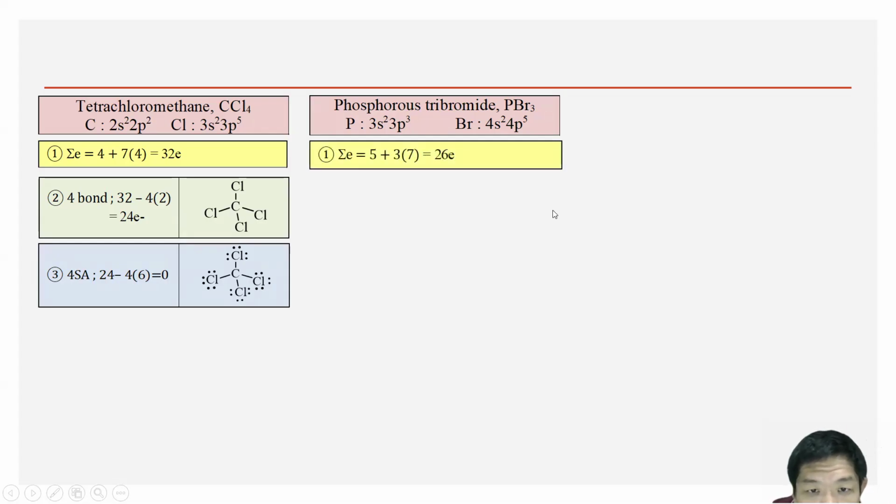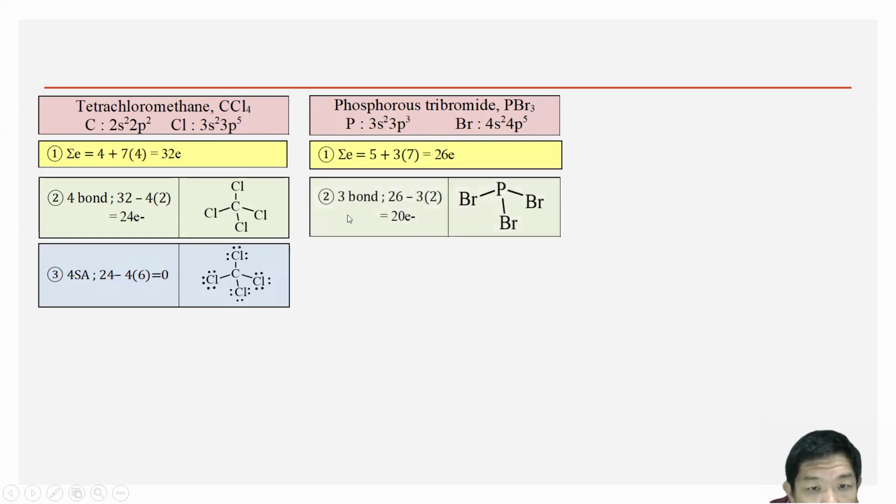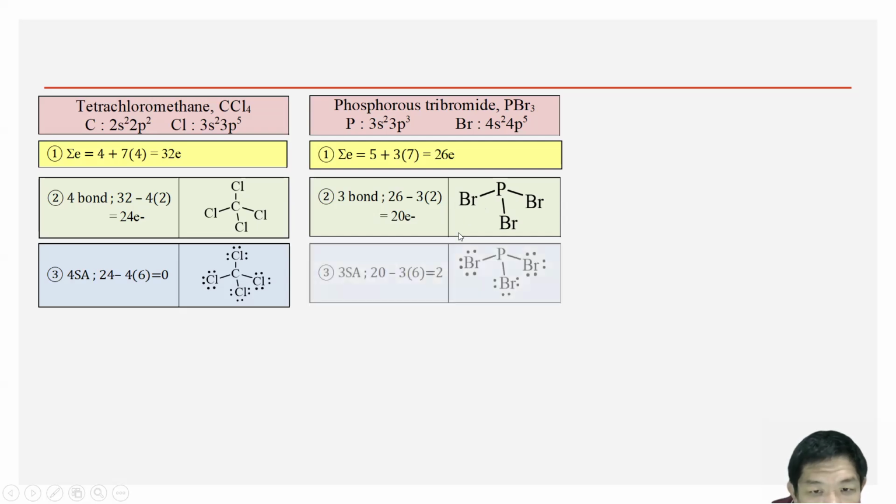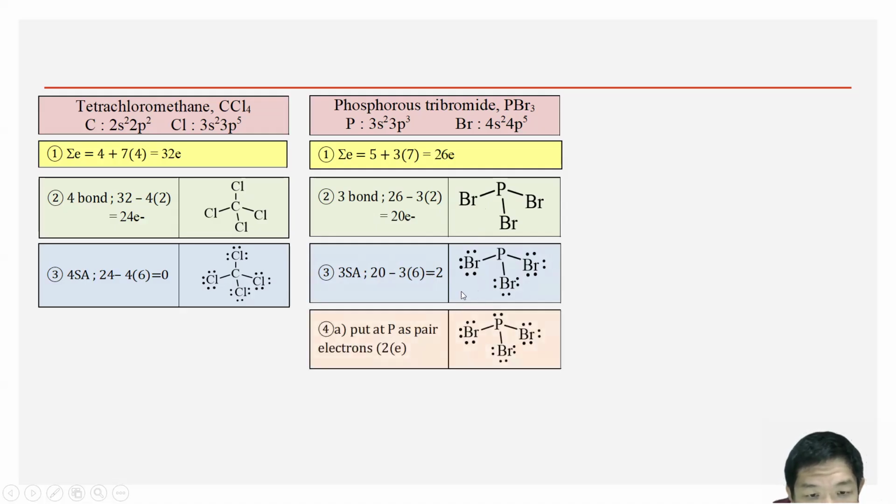So total valence electrons is 26. So you put 3 covalent bonds, so 26 minus 3 times 2, which is 6 electrons, so you have 20 electrons remaining. Step 3 makes the surrounding atoms become octet, so you have 20 minus 3 times 6, therefore you have 18. So you have 2 more electrons left. So in step 4, you put the remaining 2 electrons on P as a lone pair.